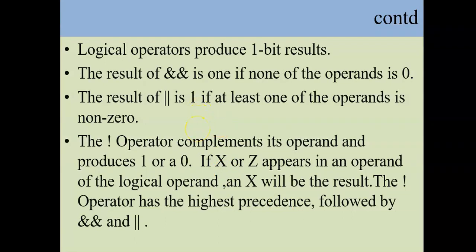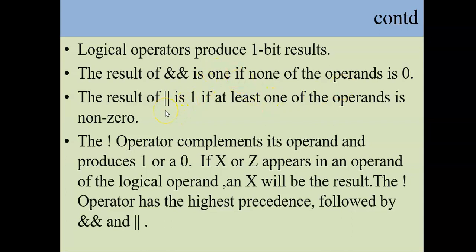Logical operators produce a one-bit result. That is, when I perform a logical operation on two operands, the result will be of one bit. The result of logical AND, ampersand, is 1 if none of the operands is 0. Very important. How do you take the result? You should understand this carefully. When I take ampersand, meaning logical AND, the result is 1 if none of the operands is 0. If both operands are 1 and they do not contain 0, the result is 1.